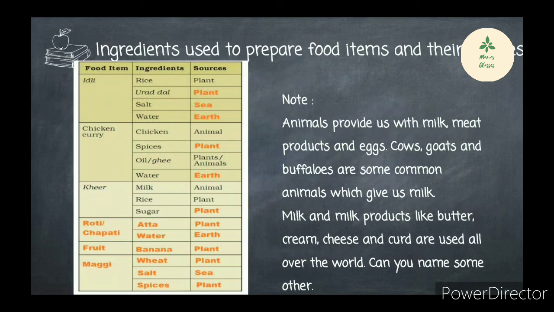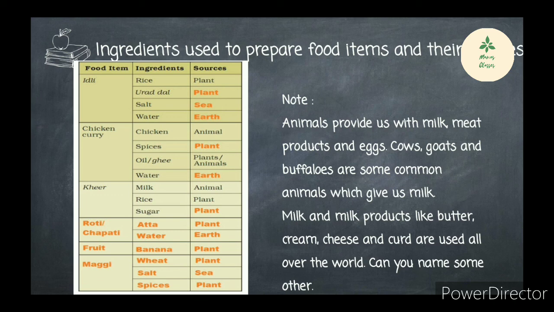Ingredients used to prepare a food item and their sources. Just look at this table. Idli needs the ingredients rice, urad dal, salt, water. We discussed this previously in the textbook. Now come to chicken curry. To make chicken curry we need ingredients like chicken, spices, oil, ghee, water.